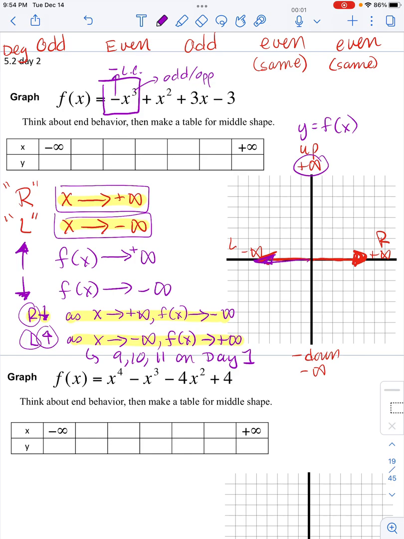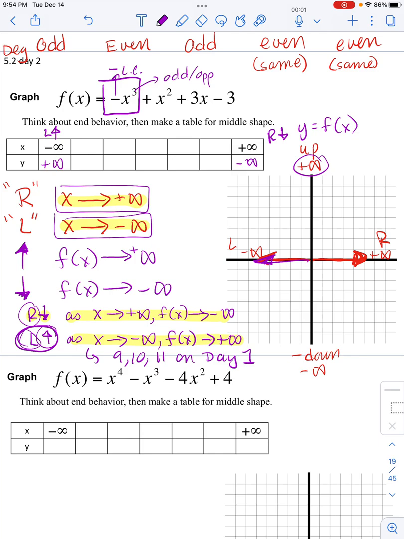So according to what we just found out, since this is the right end, and we decided that's going down, we would have a y value of negative infinity here. Since this is the left end of our graph at x equals negative infinity, we saw that the left end was going up, so we would go ahead and have a positive infinity there. So we know what the ends are doing.